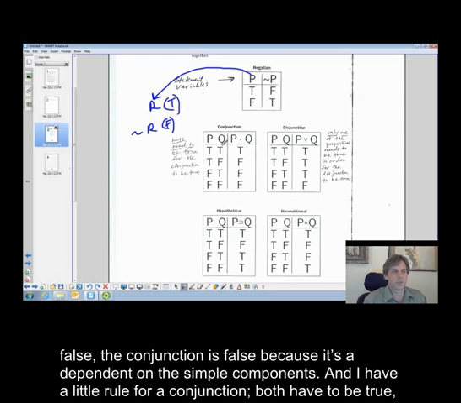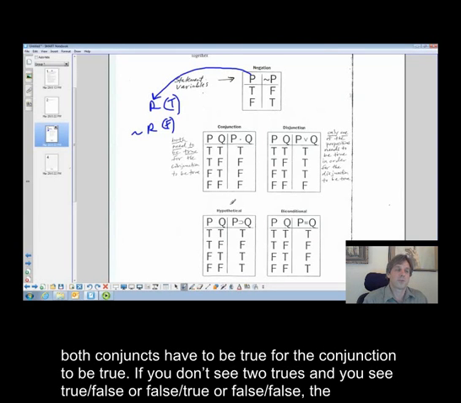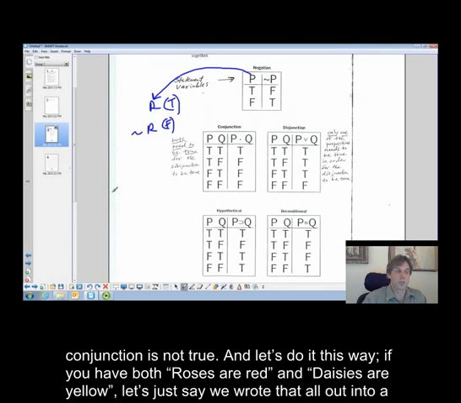And I have a little rule here. For a conjunction, both have to be true. Both conjuncts have to be true for the conjunction to be true. If you don't see two truths, and you see true false or false true or false false, the conjunction is not true.